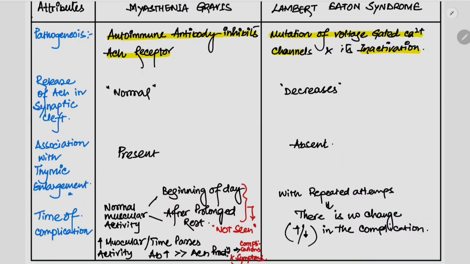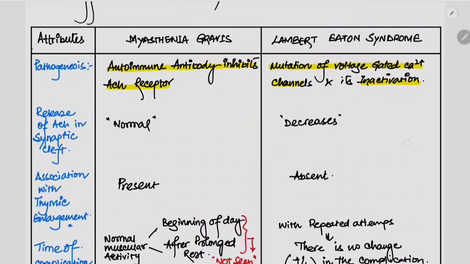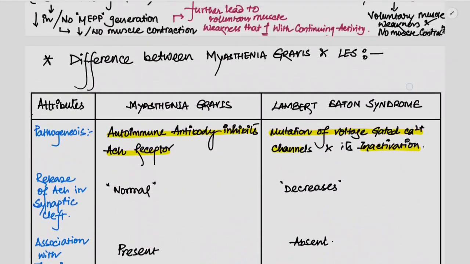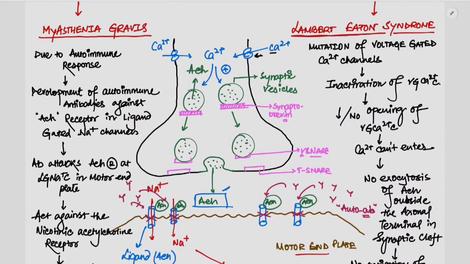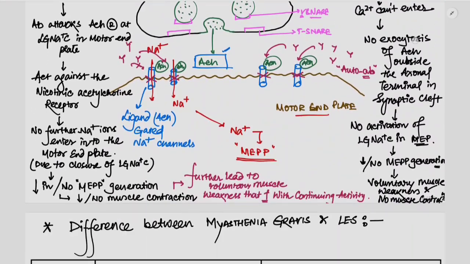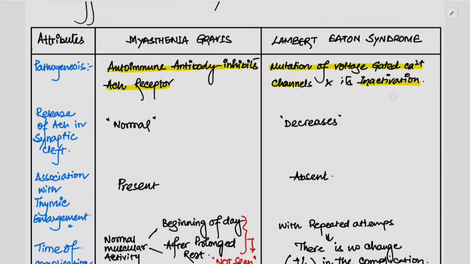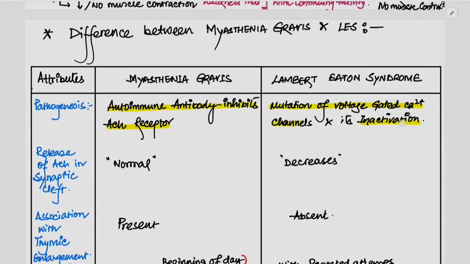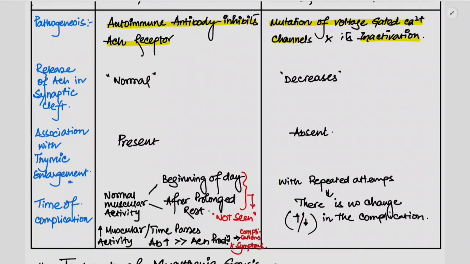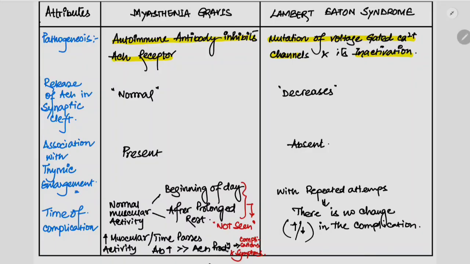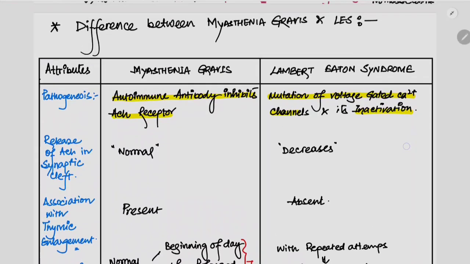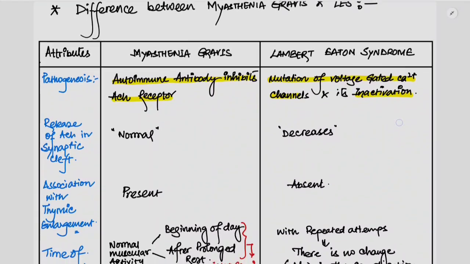Okay. So it is the difference between myasthenia gravis and Lambert-Eaton syndrome, and you can see here clearly that pathogenesis of Lambert-Eaton syndrome is in the axonal terminal, and the pathogenesis of the myasthenia gravis is in the motor end plate, right? So this was the pathogenesis and the differences between myasthenia gravis and Lambert-Eaton syndrome.